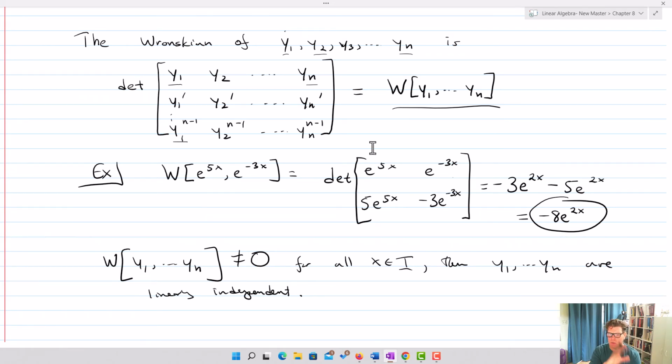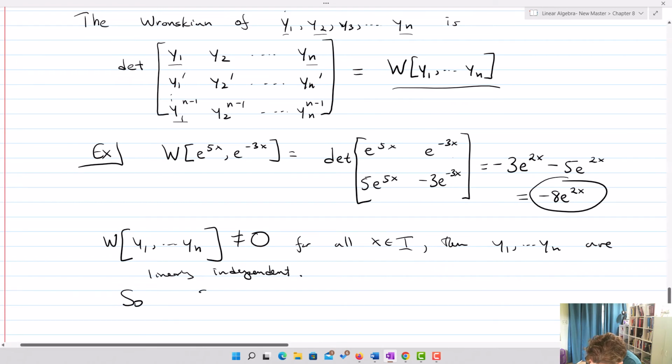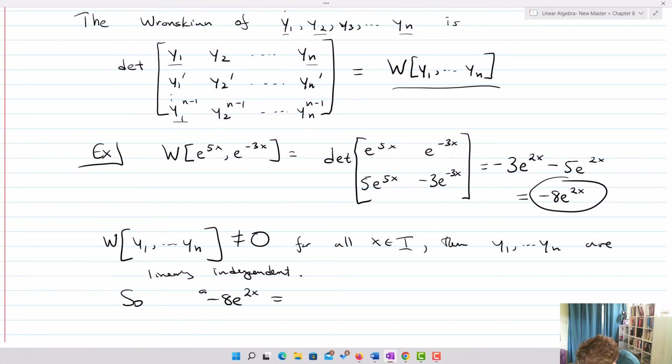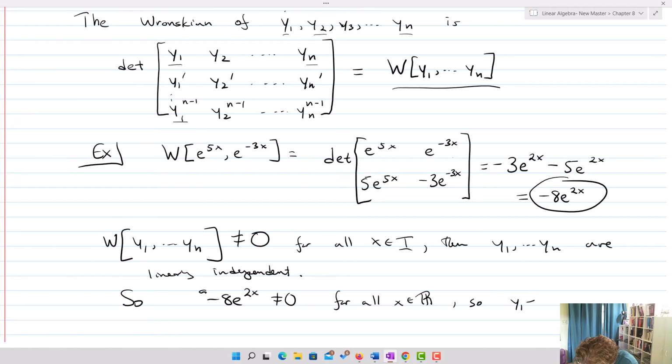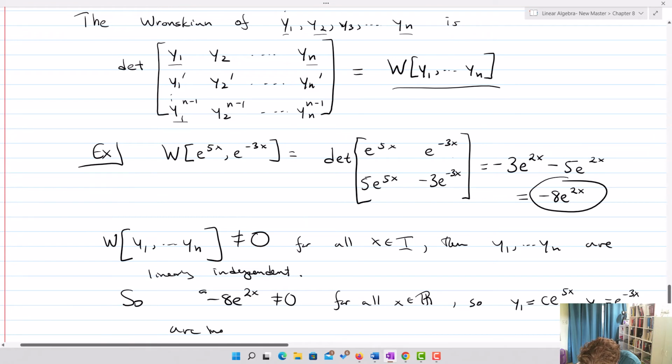In this case, since the Wronskian doesn't equal identically 0, that tells me that these functions are linearly independent. If I look here, negative 8e to the 2x does not equal 0 at all, ever, for all x belonging to R in this case. So y1 equal to e to the 5x and y2 equal to e to the negative 3x are linearly independent. We can actually prove that those two are linearly independent, and there we are.